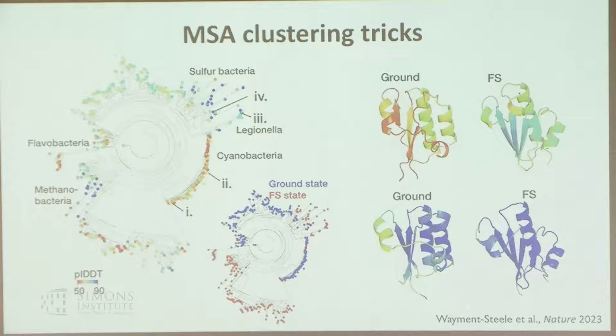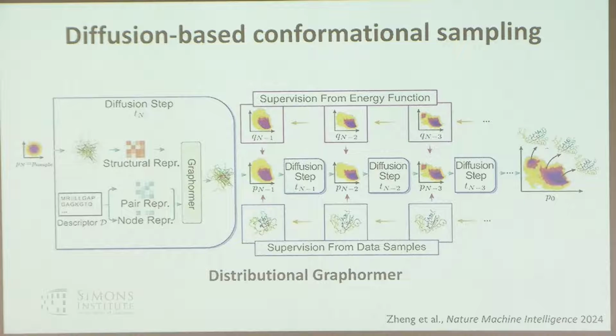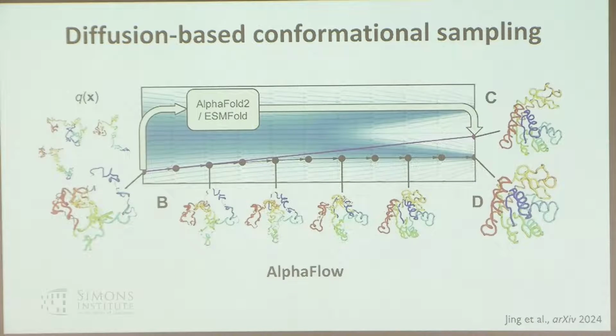In those cases, for some instances at least, particularly for these fold-switching proteins, they were able to get alternate conformations. But here too, I would say it's a bit anecdotal. I think it works in some cases, but it doesn't work in many other cases. More recently, there have been a couple of papers, one from the Microsoft AI for Science group called Distributional Graphormer, and another from Regina Barzilay's group called AlphaFlow, which I'll talk about.